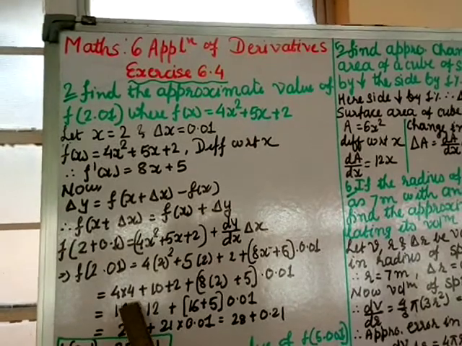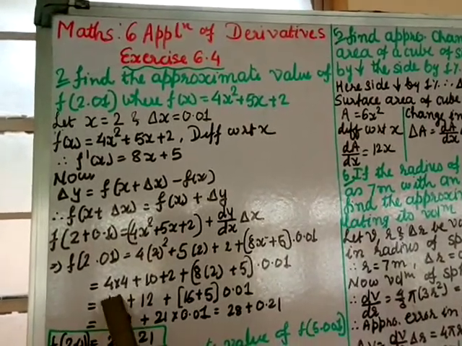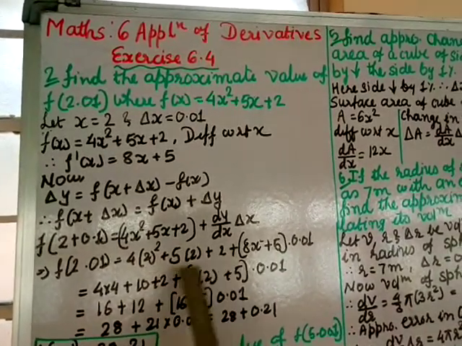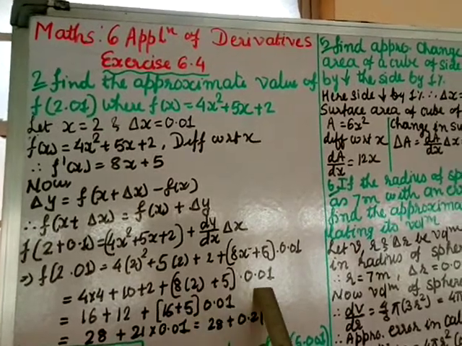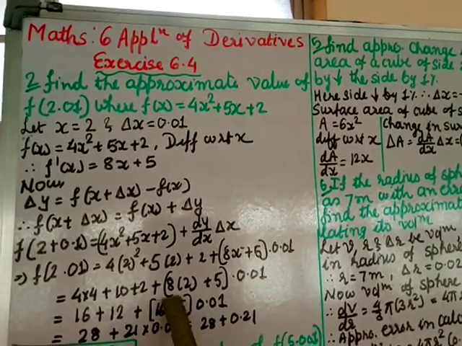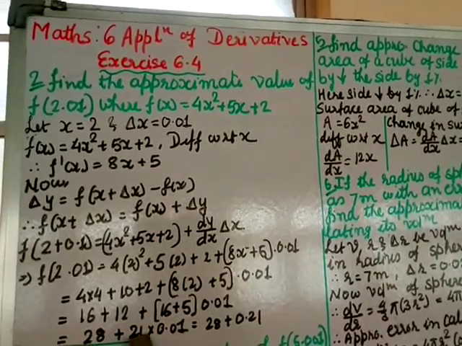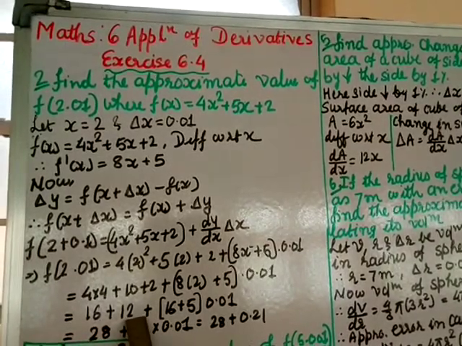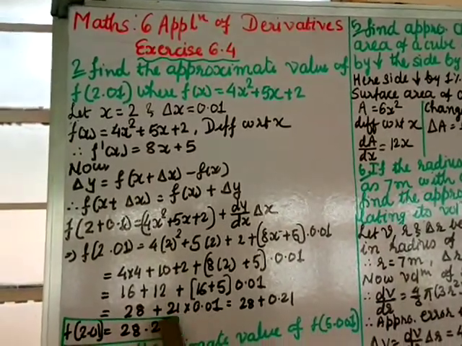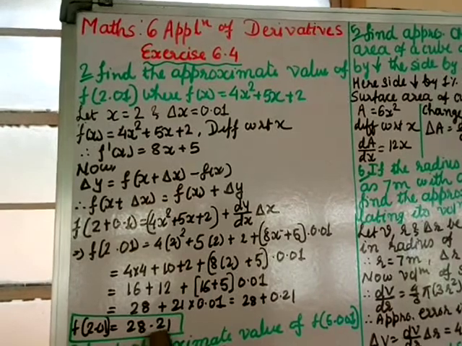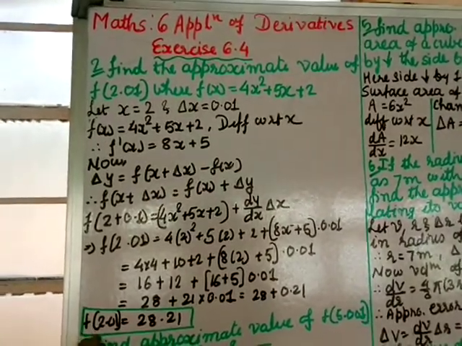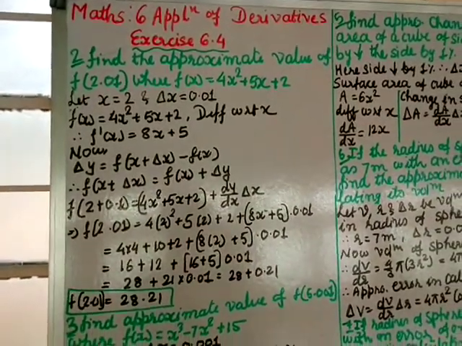Then here 2 into 2 is 4. So 4 into 4, 5 into 2 is 10, plus 2. 8 into 2 plus 5 into 0.01. 8 into 2 is 16 plus 5 which is 21. And 16 plus 10 plus 2 is 28. Okay, sum up together you get 28.21. So that is the approximate value for f of 2.01.